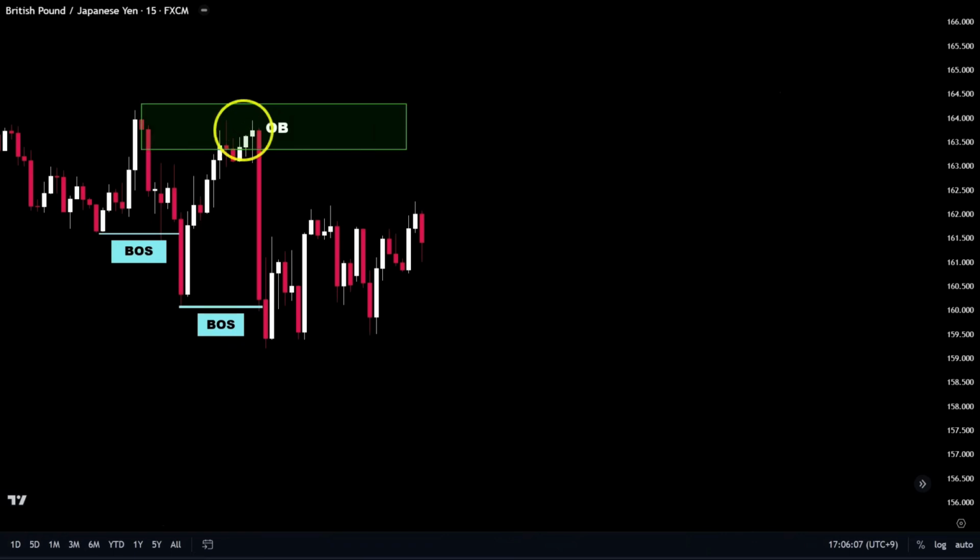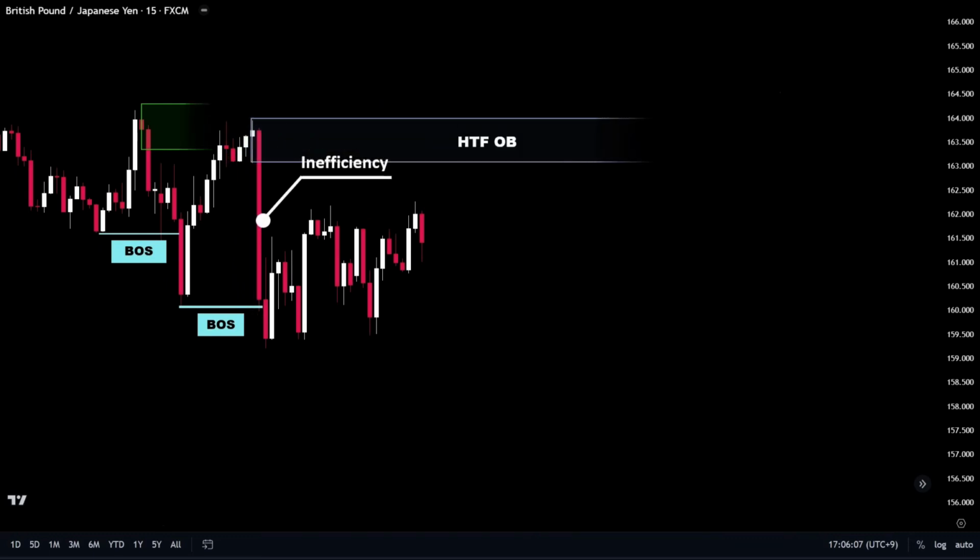Here we have the GBPJPY 15-minute timeframe chart, where we can see the following price action. As you can see, price is in a downtrend and has created a series of BOSs to the downside. We can see that price, after mitigation of the previous order block, sharply declined and formed a break of structure with two large red candles, leaving behind a significant inefficiency. So we can highlight this order block here.